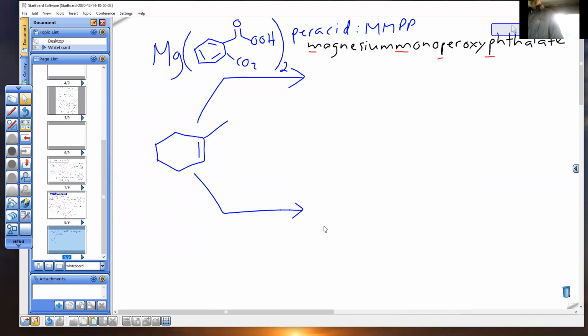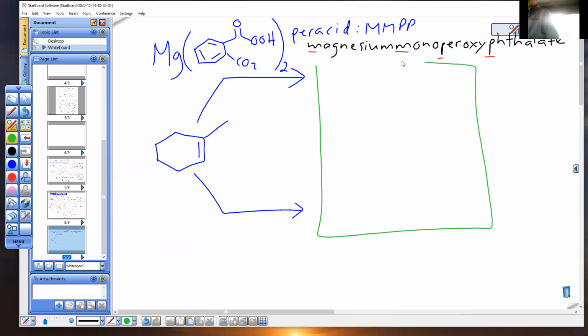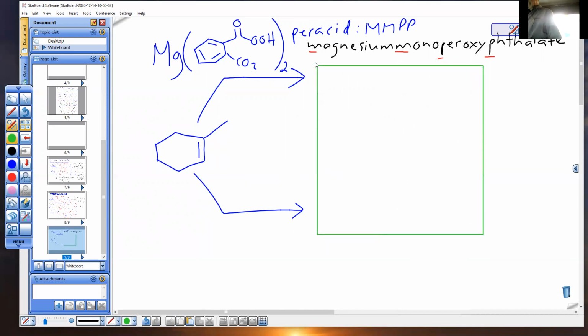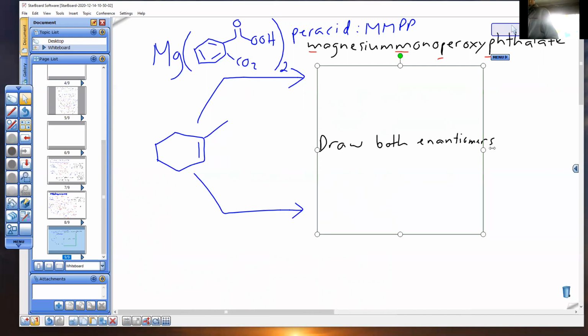Yeah. Hang in there, Dr. Whitaker. Yeah. And here I'll say draw both enantiomers. Of course, never fits in the box when I do the box ahead of time.